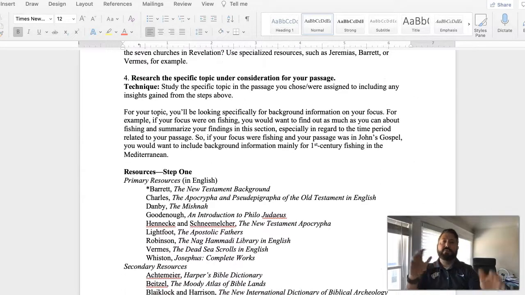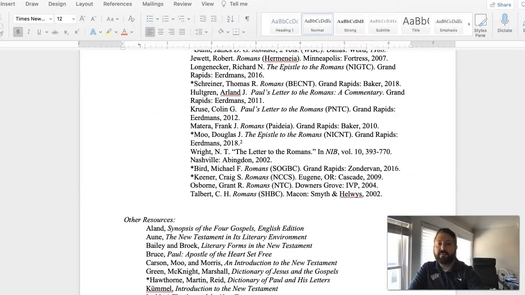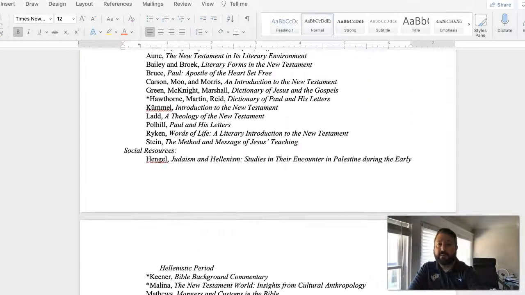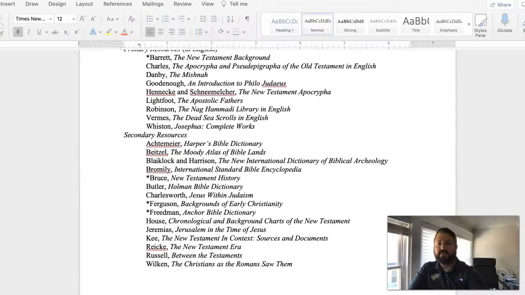And then lastly, I want you to focus in on house churches. Your specific topic is going to be house churches. I've given you an example here of what that means when you're looking at that. I've given you resources for step 1 and resources for steps 2, 3, and 4. Most of these are available in our library. If you have a question about any of them, let me know. So I'd like you to pick from here.